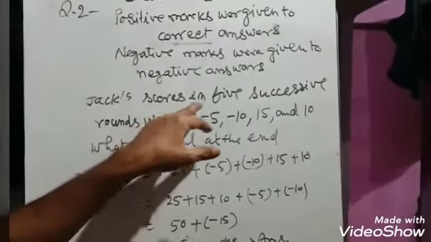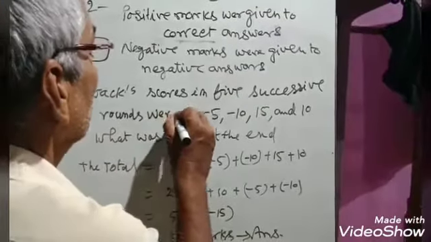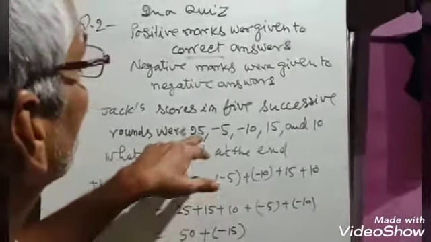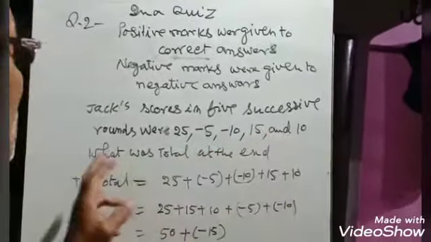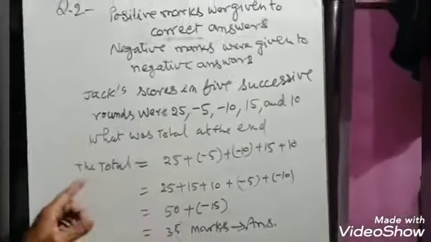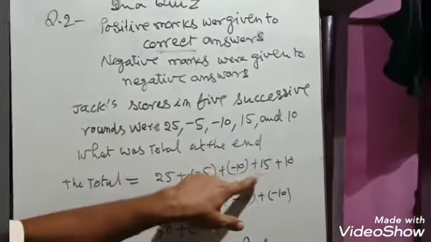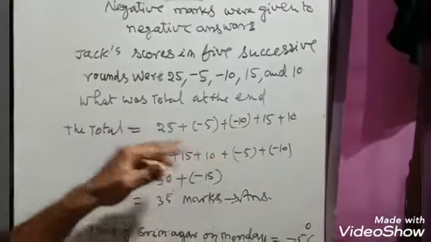Jack's scores in 5 successive rounds were: 25, -5, -10, 15 and 10. What was the total at the end? We have to sum up all these. The total will be 25 plus -5 plus -10 plus 15 plus 10. When we add these all, we find the total value.